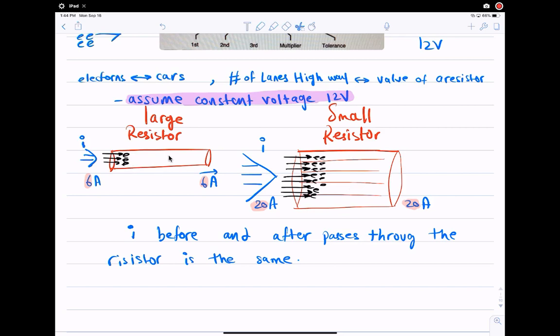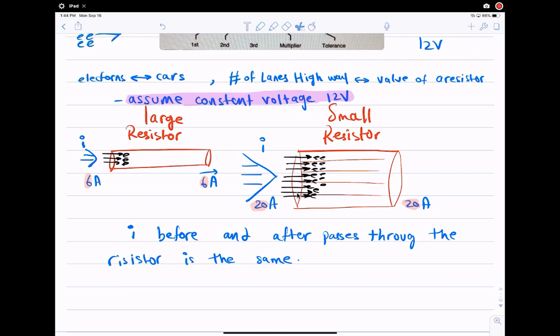Now, to make this clear, if we have, let's say here, 6 electrons or 6 cars going through this resistance, they have to move from this point to this point. Since there is only 1 lane, they would struggle more. While if they go through here, they would have more space. This space would facilitate their movements. So normally a smaller resistance would cause a larger current to flow.